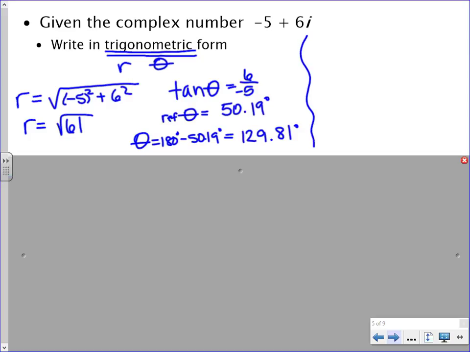So the trig form of this complex number would be, instead of negative 5, we're going to write square root of 61 cosine of 129.81 degrees, plus, remember the i comes first for some weird reason, i times radical 61 sine of 129.81 degrees. And that is the trig form of our complex number. It gives us what we like to think of as the direction angle and the length, the distance from 0. Okay. All right, go to lunch and we'll keep going when you get back.